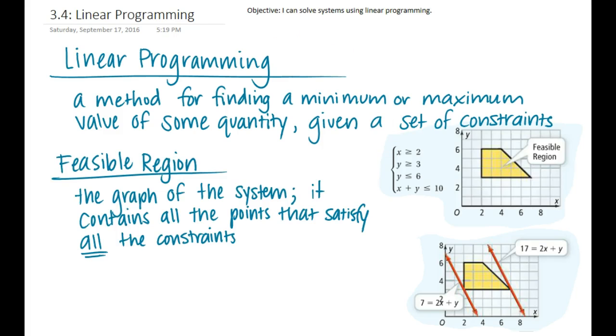As you can see in the graph at right, the region that is formed by the linear inequality boundary lines and the overlapping of the shading is called the feasible region. And the feasible region is the graph of the system, and it contains all the points that satisfy all of the constraints or all of the linear inequalities.